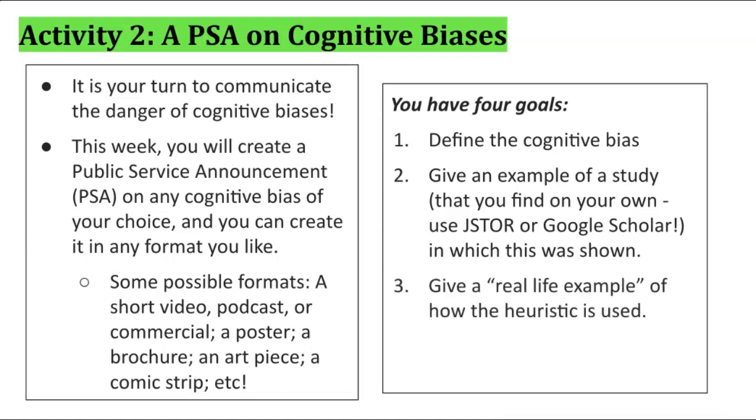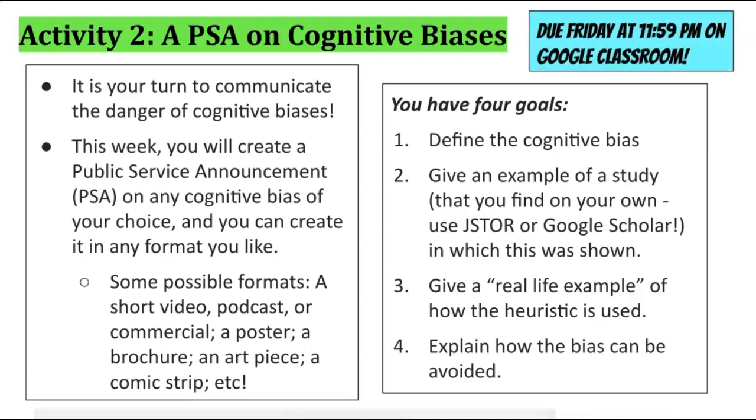The third thing, give a real life example of how the heuristic is used. A lot of advertising agencies use heuristics, so you could probably use that as an example. And then explain how the bias can be avoided. So explain how you can avoid the bias in your everyday life. This is due Friday at 11:59 p.m. on Google Classroom. I'm going to have an assignment for you, so you just turn it into the assignment slot.